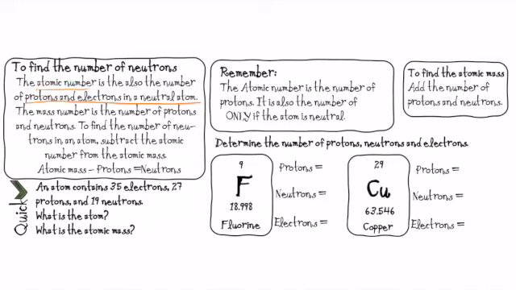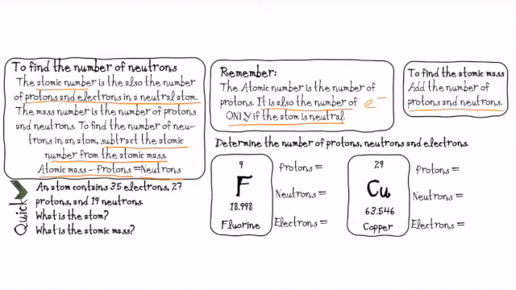The atomic number is also the number of protons and electrons in neutral atoms. The mass number is the number of protons and neutrons. To find the number of neutrons in an atom, subtract the atomic number from the atomic mass. So atomic mass minus protons gives you the number of neutrons. Remember, the atomic number is the number of protons. It is also the number of electrons only if the atom is neutral. So to find the atomic mass, you add protons and neutrons together.